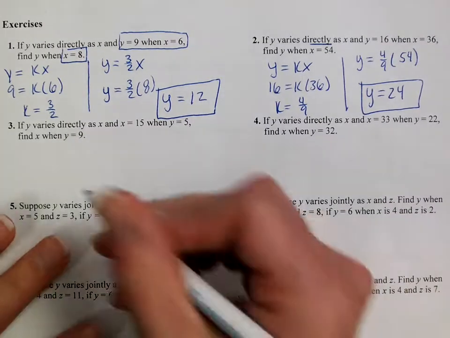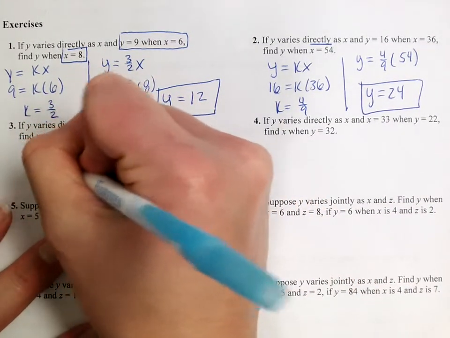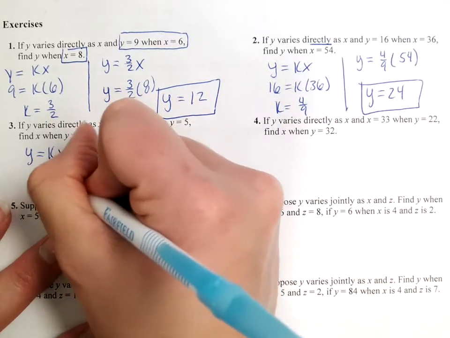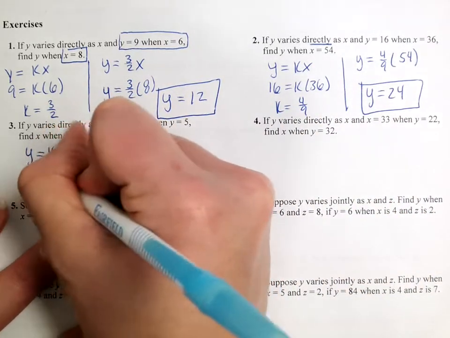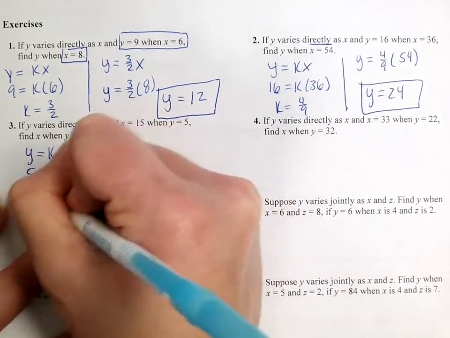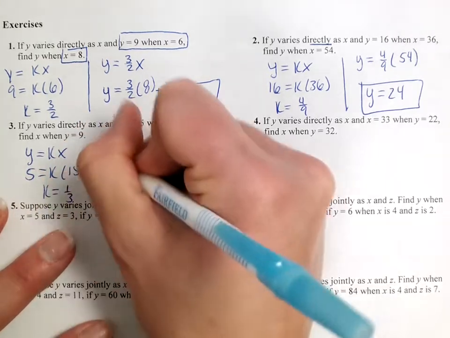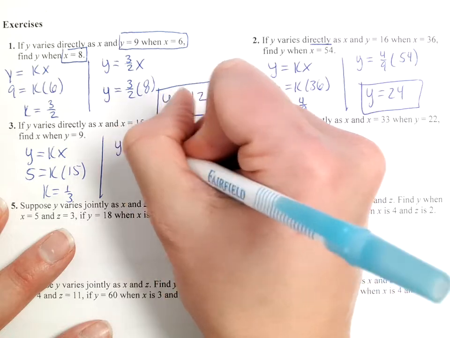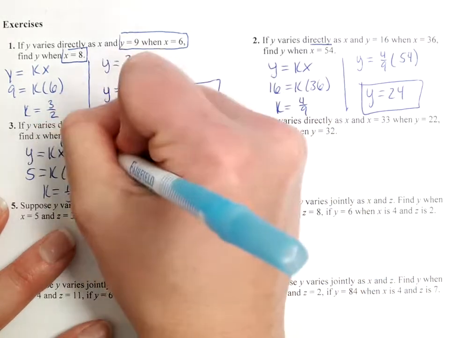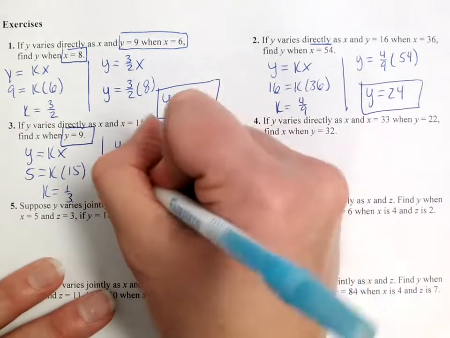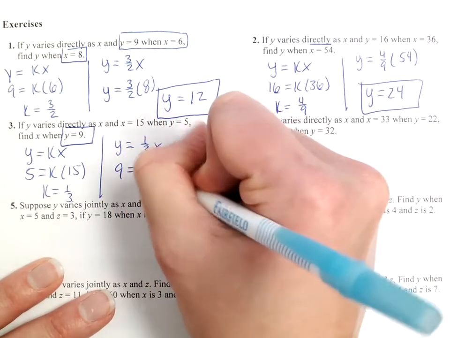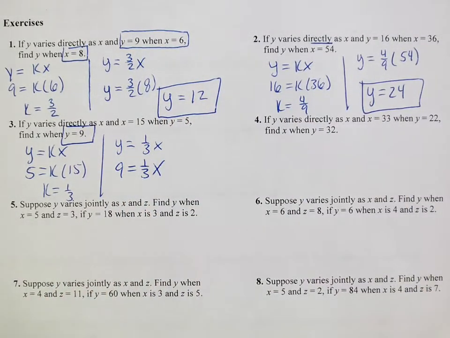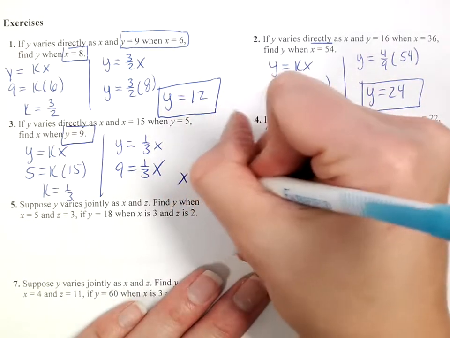Same thing here. Y equals k times x. X is 15 when y is 5. K equals 1/3. So y equals 1/3 times x. Notice this time they gave you y. So that's 9 equals 1/3 times x. What is x going to equal? How do you solve that? Remember, you multiply by the reciprocal. So x is going to equal 27.